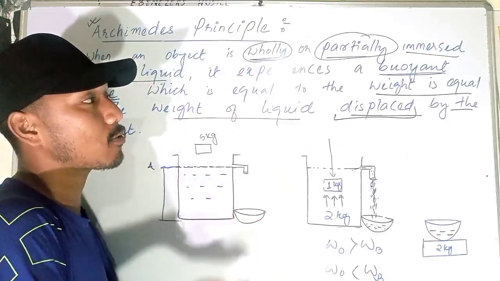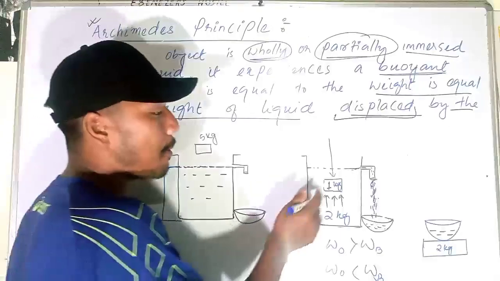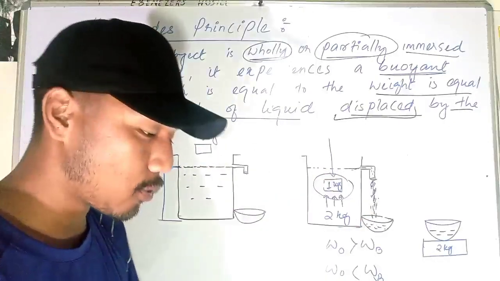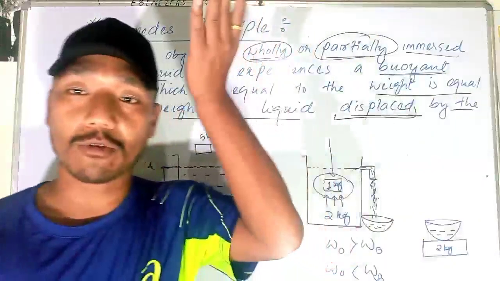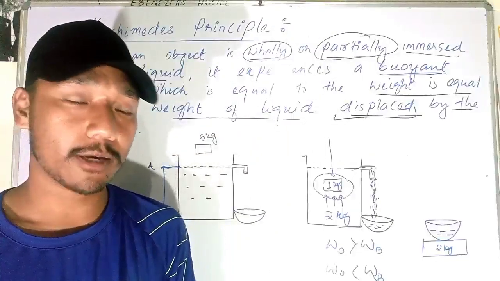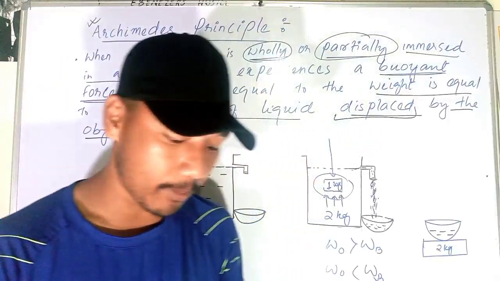That object is going to sink only partially. Some amount of the object will be floating in this way. It will not go into the water, it will stay on the surface. So some part will be sinking. Okay, so that is what the Archimedes principle has said.